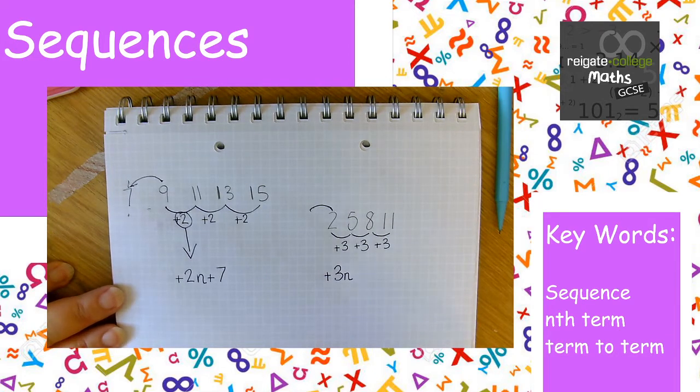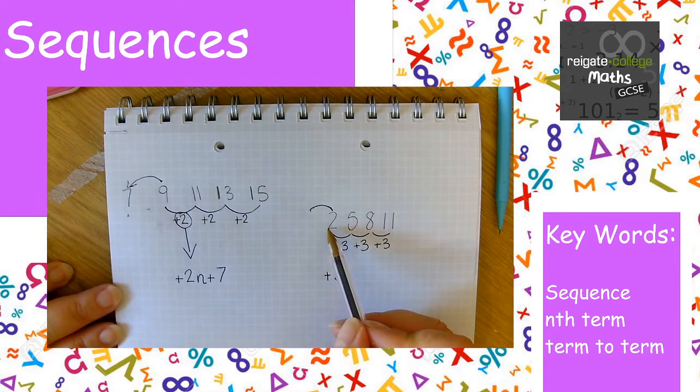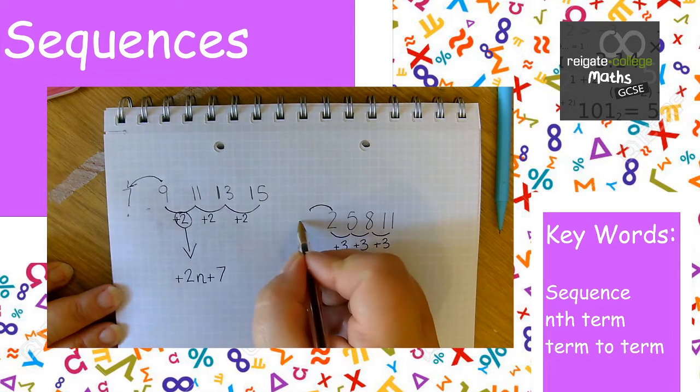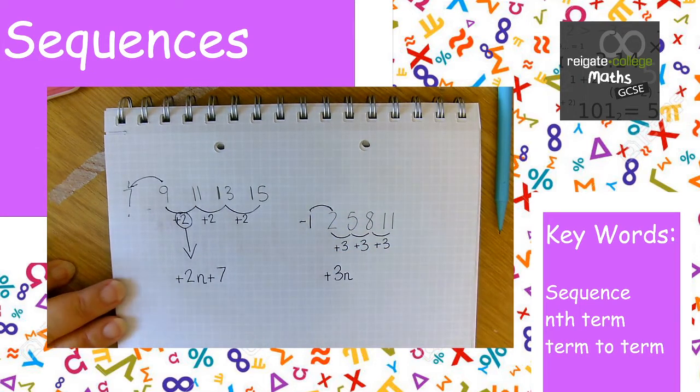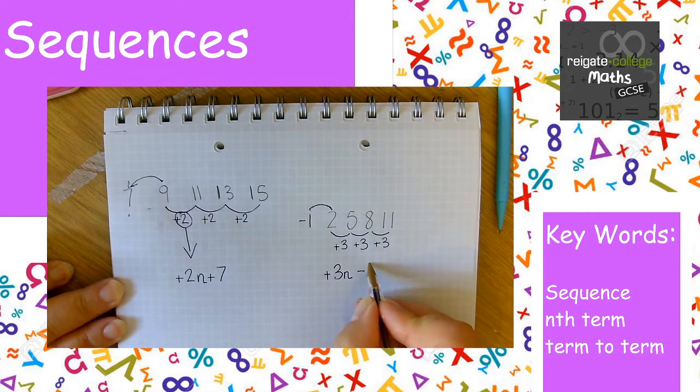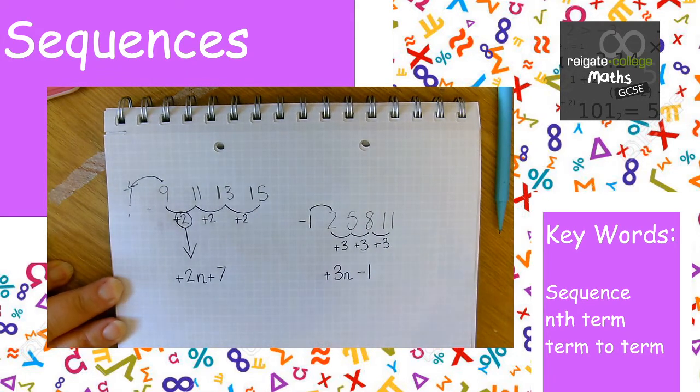Now if I take 3 away from 2, I'm actually going to pass 0 and go into the negative part of my number line to -1. So I'm finishing off this term with a -1. 3n minus 1.